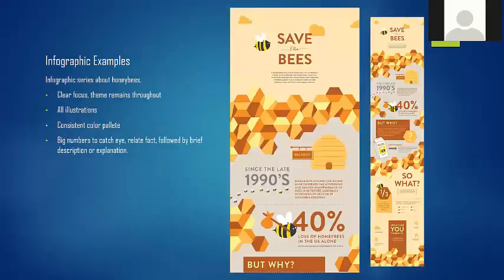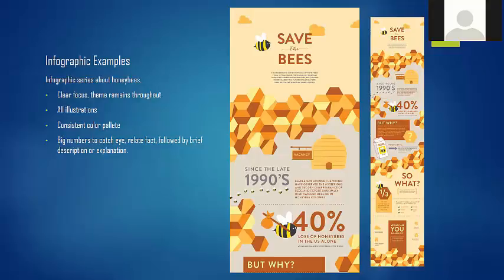Okay, so another example, Save the Bees. This is all illustrations. It doesn't have real pictures of bees or real pictures of honeycomb, which probably would have been a good effect for it, but this is all illustrations. It has a very clear focus right from the beginning. It has a consistent color palette, and again, the numbers are very, very big. You have this little bee here who's carrying a knapsack. He's lost. 40% loss of honeybees in the U.S. alone. That's a pretty startling number.